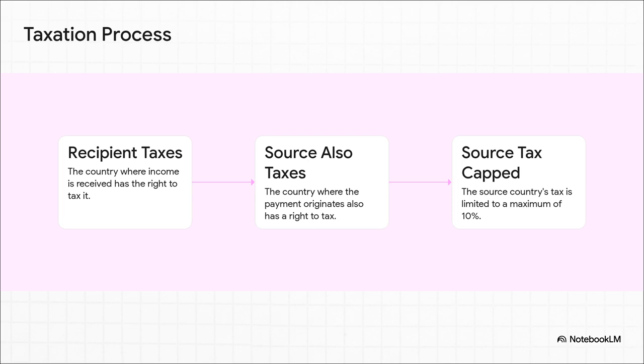Step 1. The country where the company actually receives the money gets to tax it. Makes sense. But then, step 2. The country where the payment comes from, what we call the source country, also gets a piece of the action. And here's the most important part. Step 3. The source country's tax is capped at just 10%. So yeah, both countries get to tax the income, but one of them has a very strict limit.